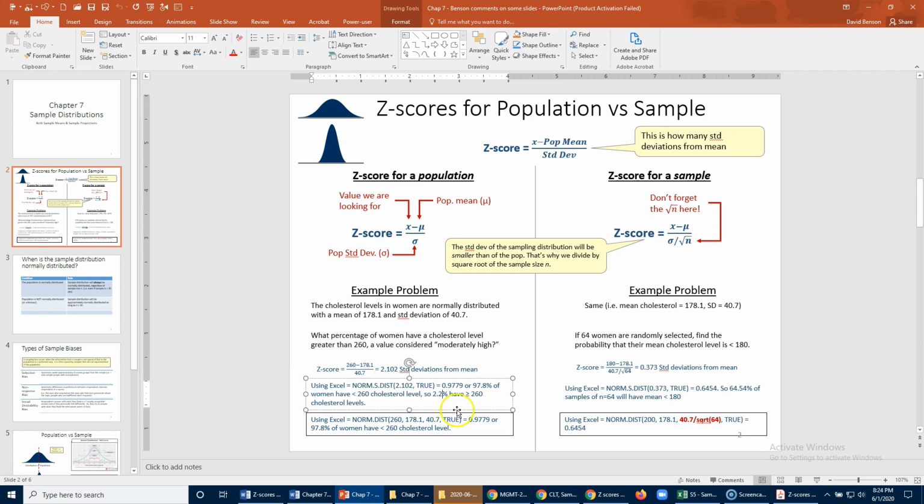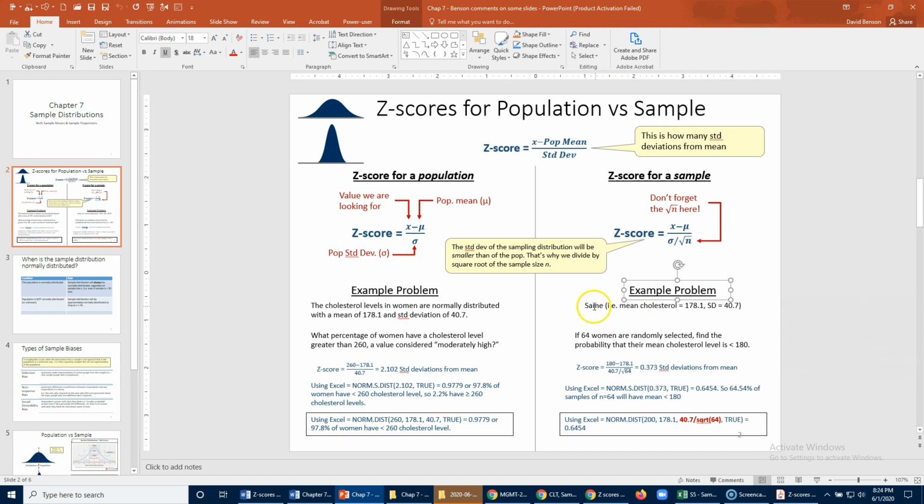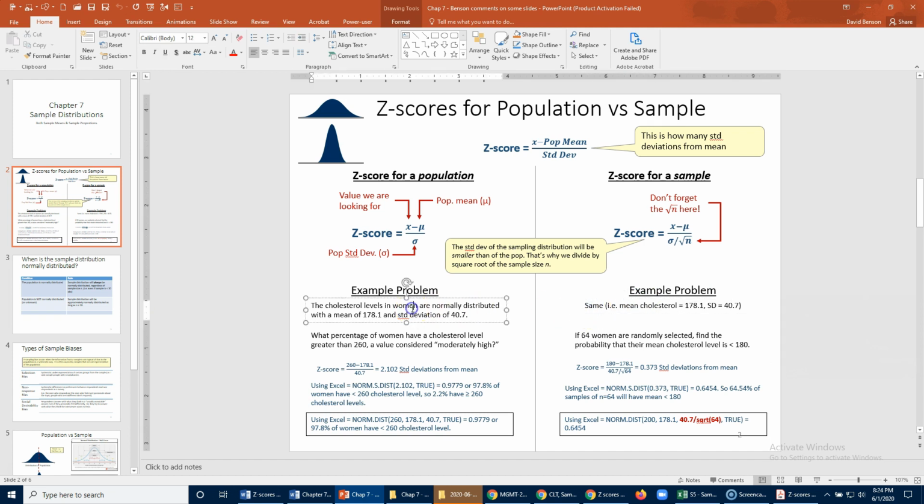Okay? Because it has to add up to 1. More of the problems in Chapter 7 are going to be like this, but say, look, we've got the same population, but now I'm going to take a sample of 64, and I want to find the probability that the mean of my sample is less than 180.